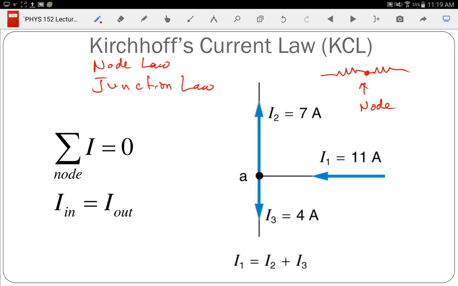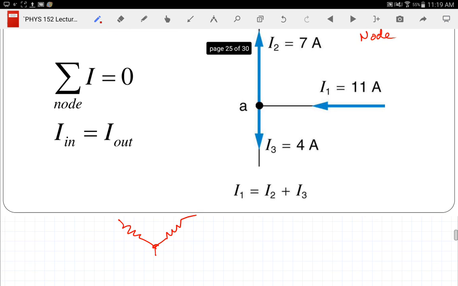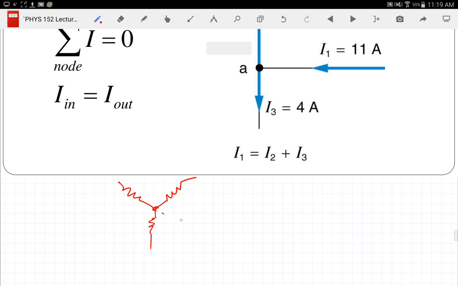Instead, we use what's called an essential node. An essential node is where we have 3 or more that come together. So when we use Kirchhoff's current law, we look at each essential node, and we can apply Kirchhoff's current law saying the sum of the currents at that node is equal to 0, which is the same as saying the sum of the currents that come into that node is equal to the sum of the currents that leave it.